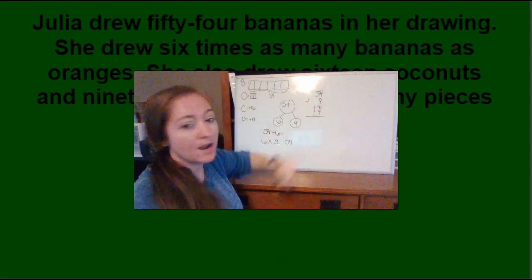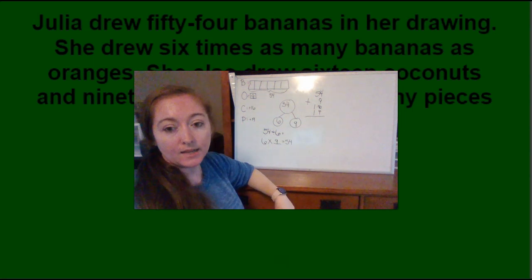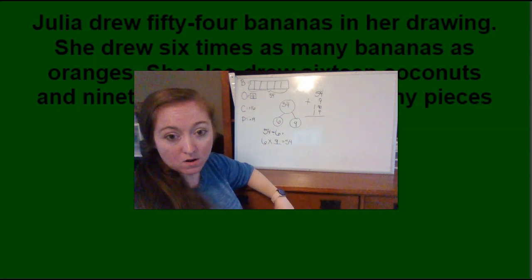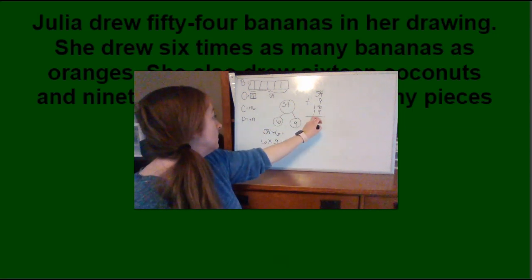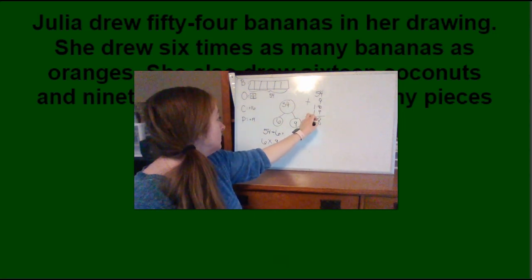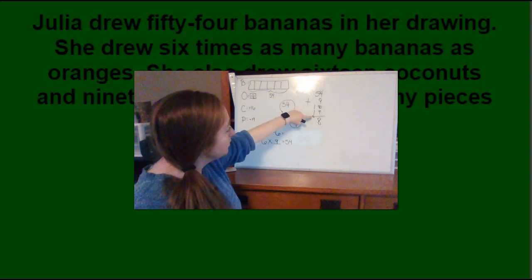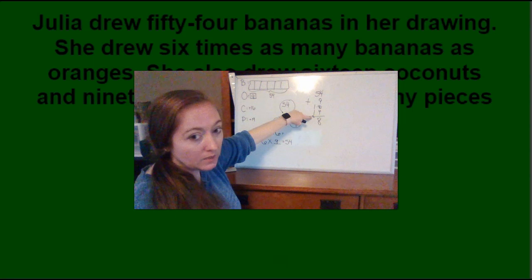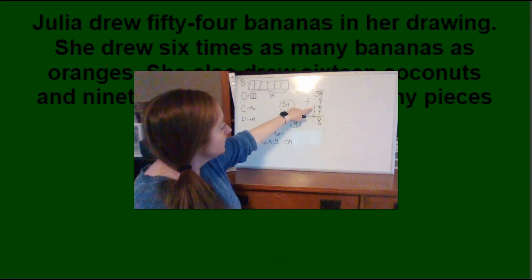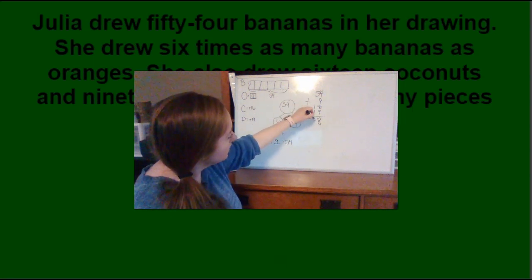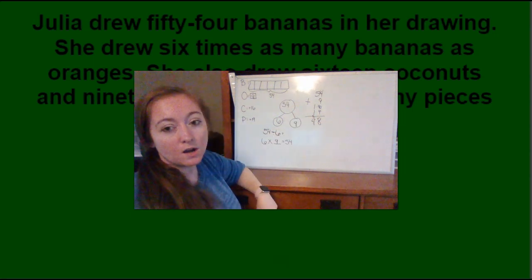Well, now we have 9 and 9. Well, that's a doubles fact. 9 and 9 is 18, plus 10 more will give us 28. My 8 goes here, my 2 goes here. Okay, 5 plus 2 is 7, plus 2 more is 9. So ready? 5, 6, 7, 8, 9. So how many pieces of fruit did she draw?